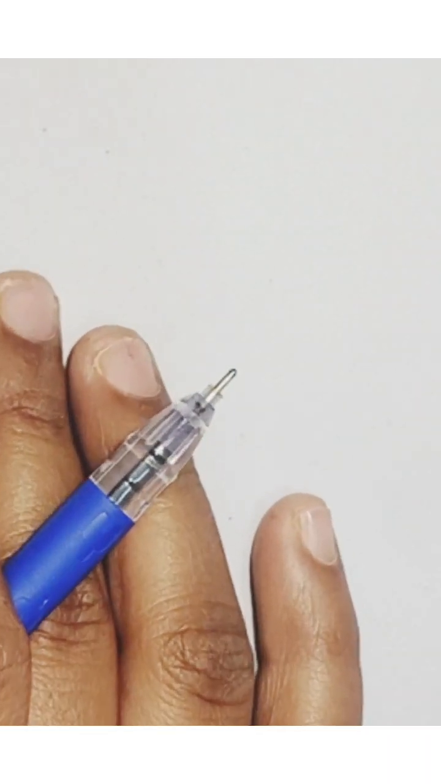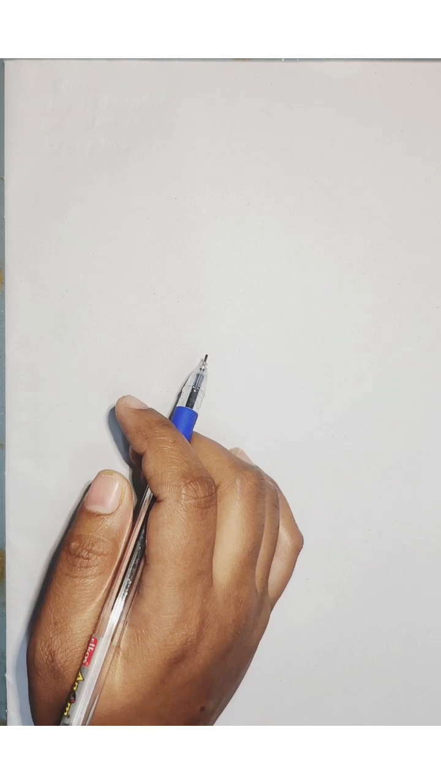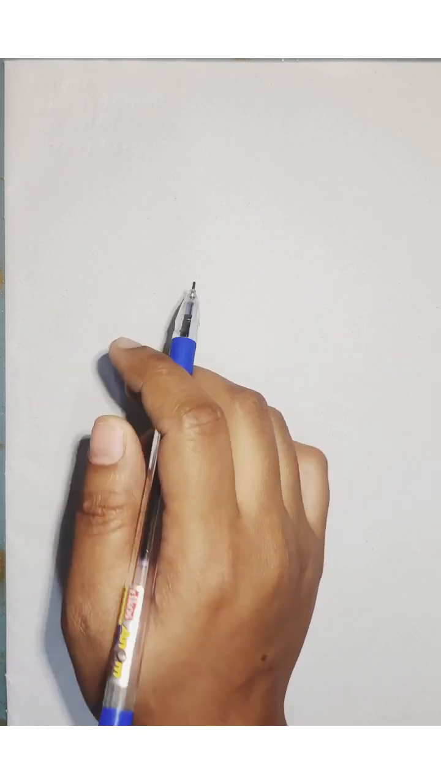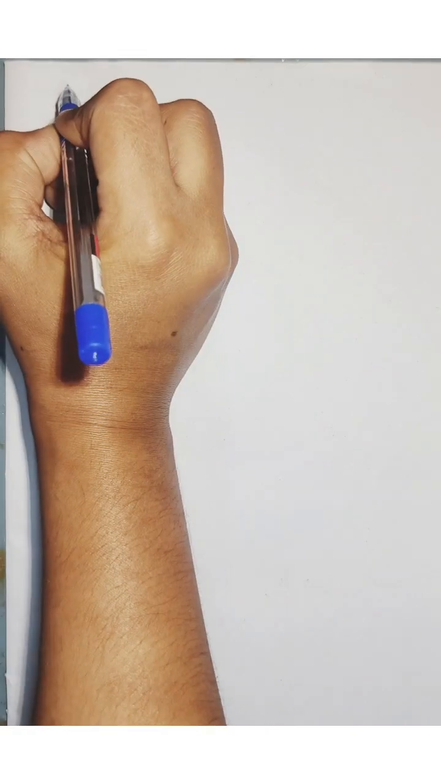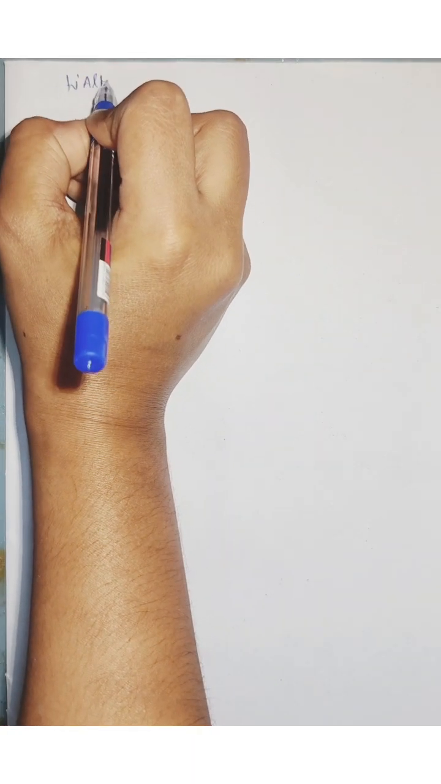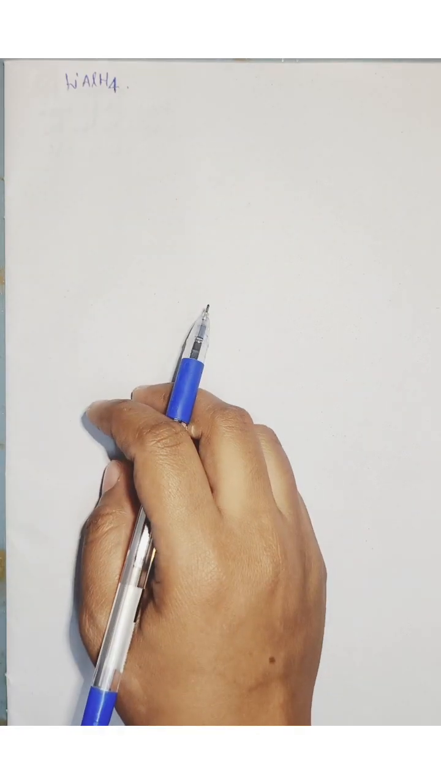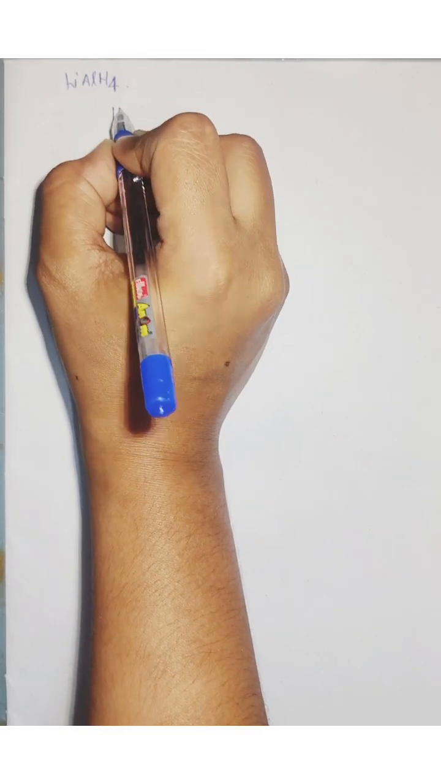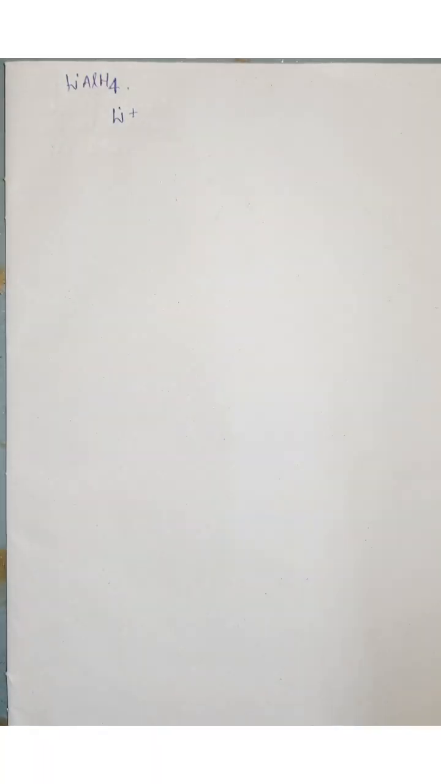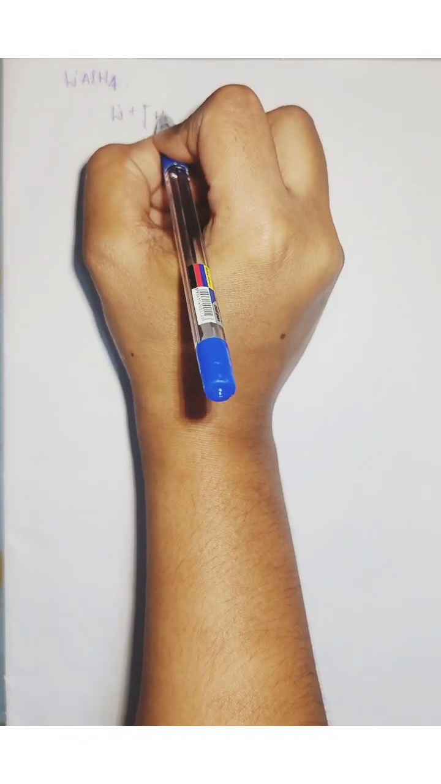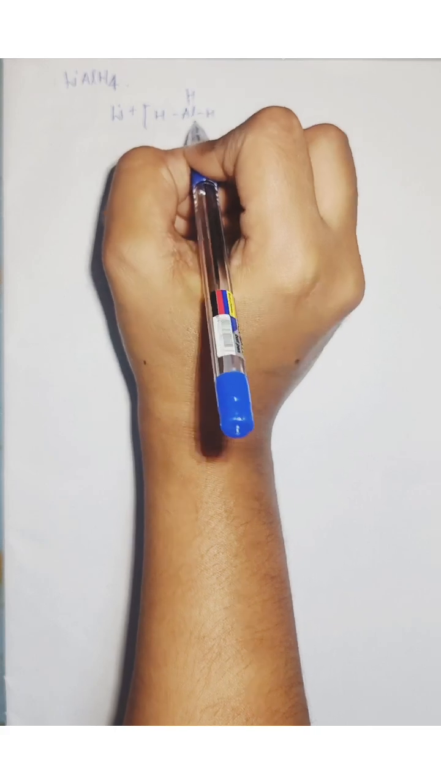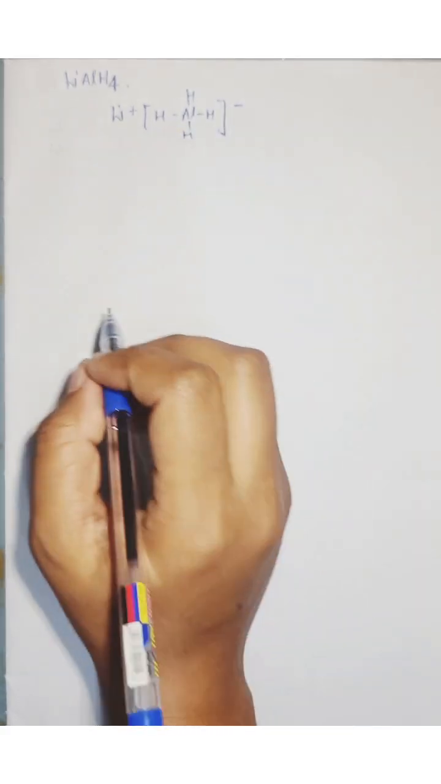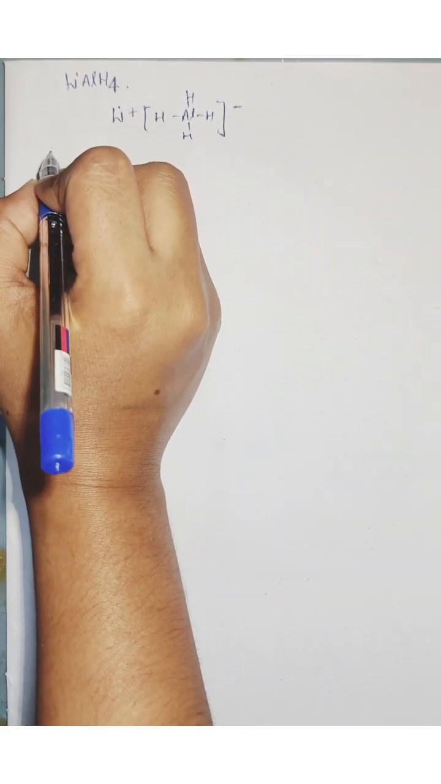As you seen in the cover page, I am going to discuss the features, mechanism, stereochemistry and examples of the most important reducing agent, that is LiAlH4. First, we have to know what its structure is. It is in the form of Li+ and AlH4-.